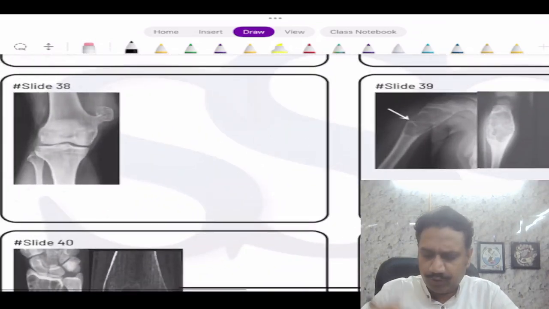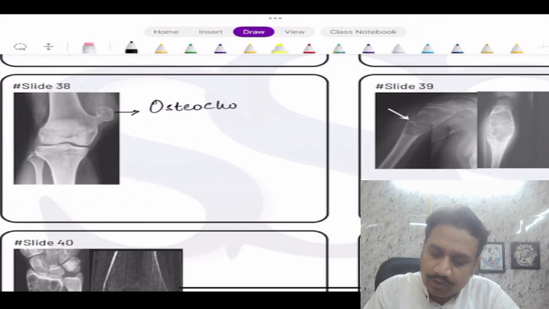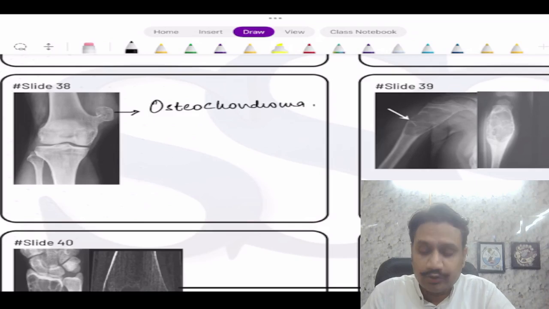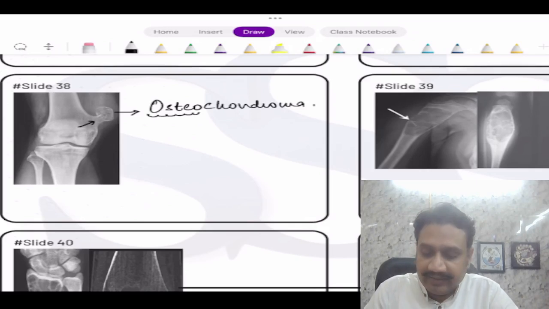This one, I'm sure you all can recognize very, very easily. A polyp-like growth coming from the surface of the bone. What is that called? This is osteochondroma, right? That is osteochondroma. All right. So osteochondroma, the osteo is for the bone, and that is why it is visible. Then there is a chondroma. Chondro is what? Cartilage.